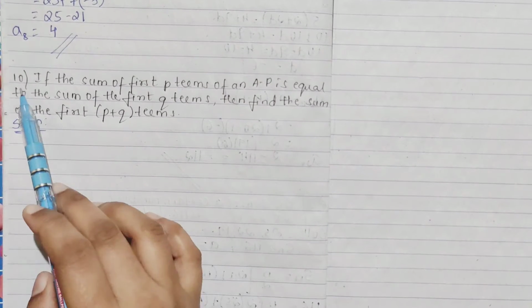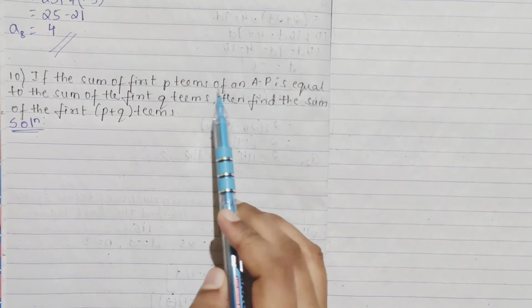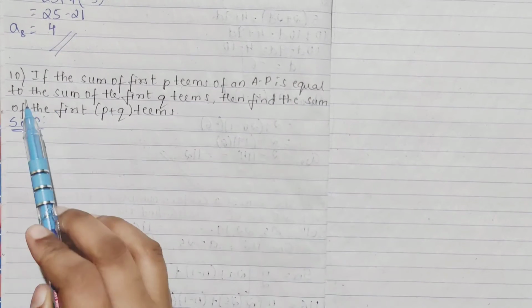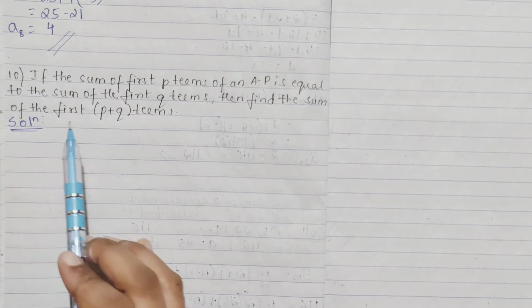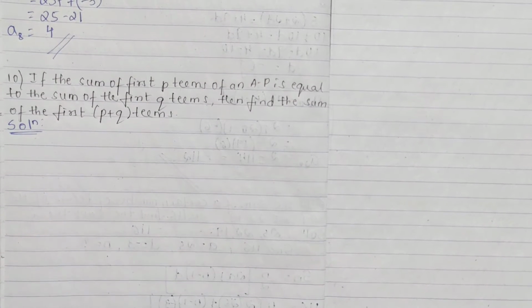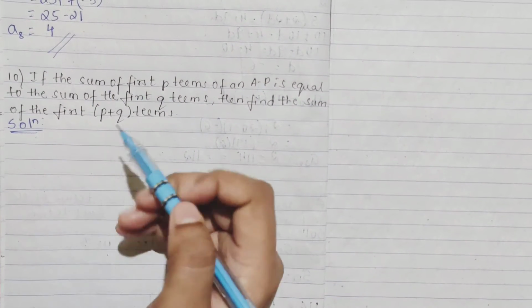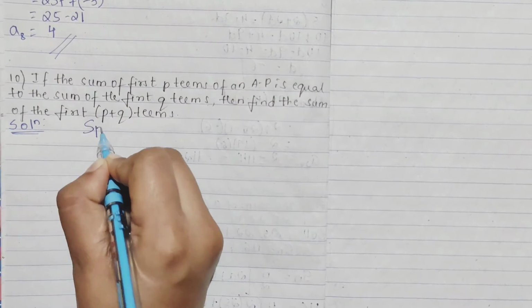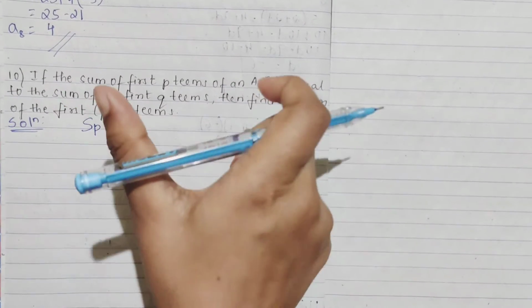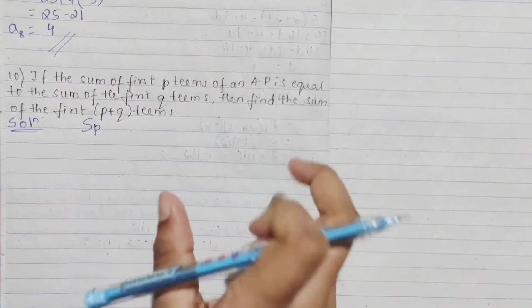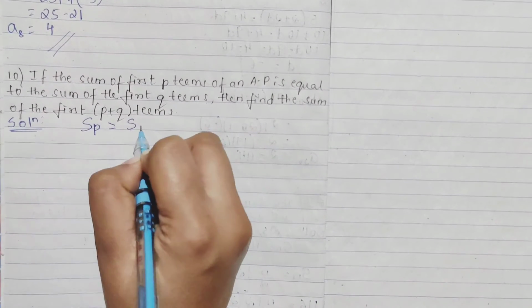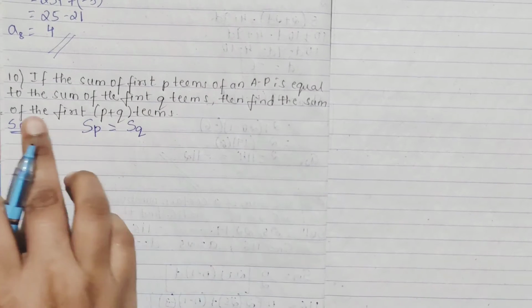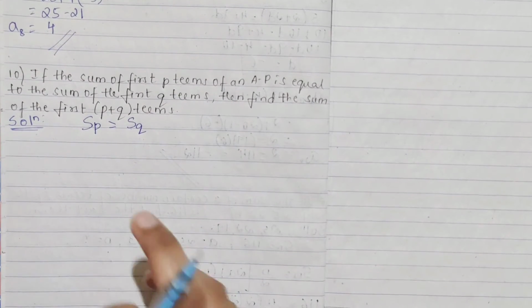Next is the 10th question. If the sum of first p terms of an AP is equal to the sum of first q terms, then find the sum of the first p plus q terms, they are telling. What are they telling? Sum of first p terms of one AP, this sum of first p terms is equal to the sum of first q terms, Sq. Then find the sum of first p plus q terms. So Sp is equal to Sq.